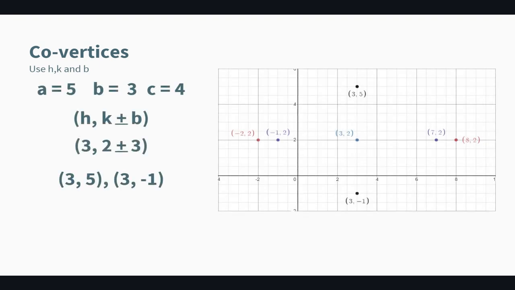Now on to the co-vertices. To solve for the co-vertices, we just have to use the h, k and b. So it would be (h, k ± b). So we have to input h, which would be 3, k would be 2, and b would be 3. So 2 plus 3 is 5, and 2 minus 3 is negative 1, which gives us the coordinates of (3, 5) and (3, -1) for the co-vertices.